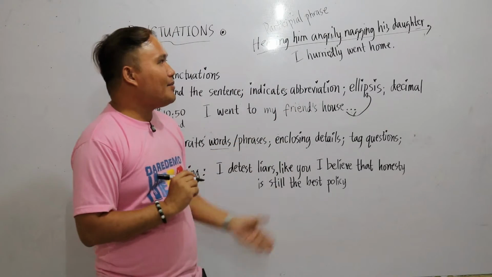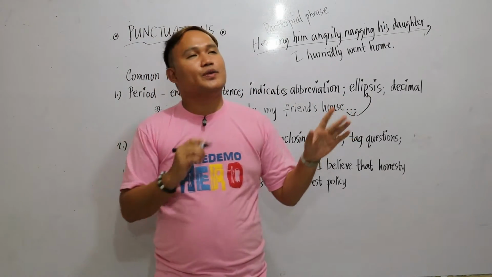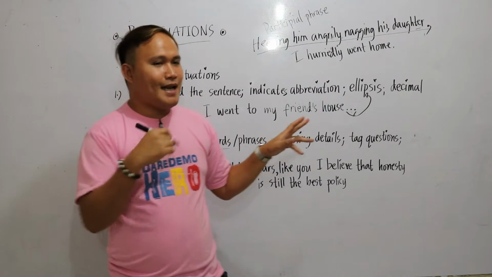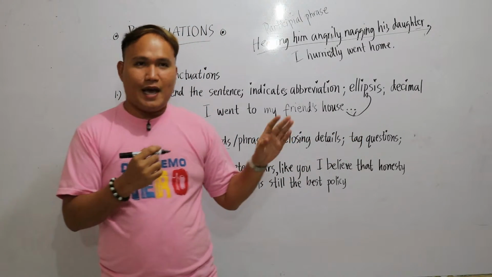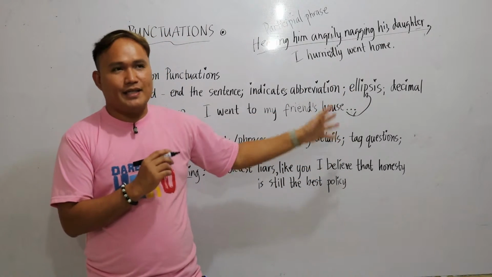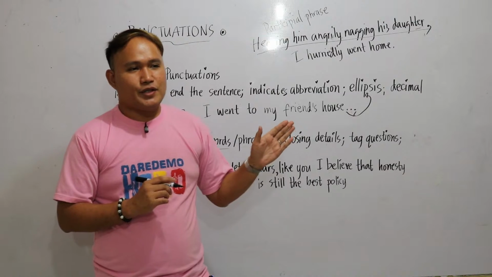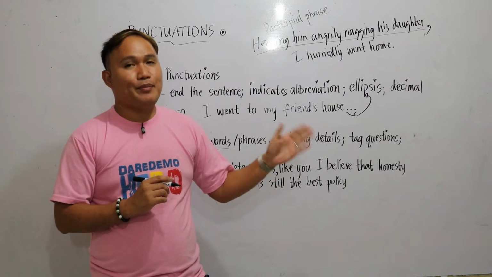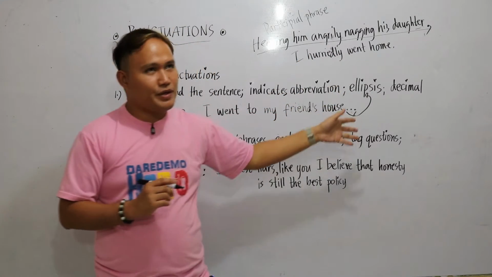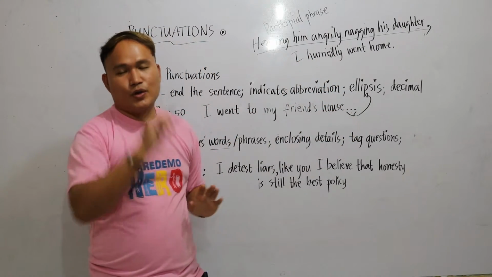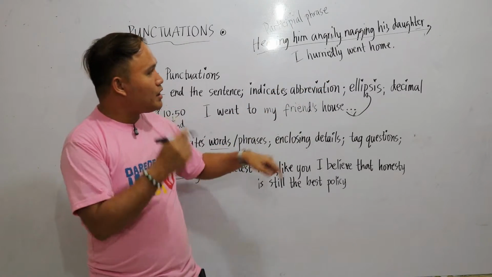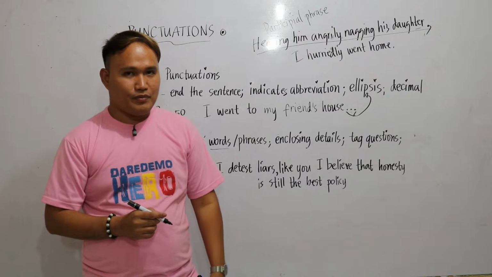Okay? So, that's how important comma is. You have to put a comma to indicate that there is an action, or there is a certain event that's going to happen next. Okay? Compared to ellipsis, it's not really shown. It's not revealed. The certain event that happened. But with the comma, you have to reveal what happened next because you use a comma. Okay? So hearing him angrily nagging his daughter, comma, I hurriedly went home. Okay?